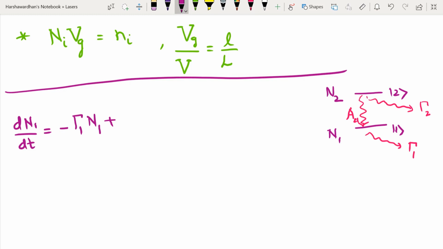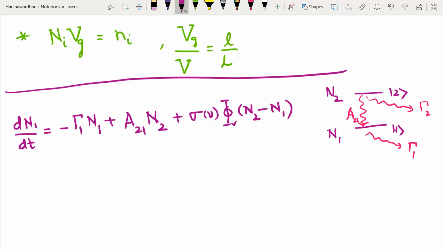So the ground state population is going to increase because of spontaneous emission. So there is a plus sign, and now there is A21, and this depends on the number of atoms in the excited state, which is A21 times N2. And then we can write down the usual sigma, right? Sigma nu times phi nu, which is my photon flux, times N2 minus N1, right? So what is this? These are the two terms.